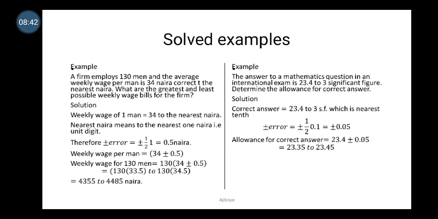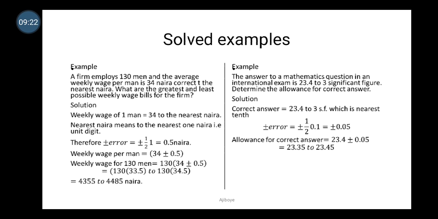Let's look at some solved examples. A firm employs 130 men, and the average weekly wage per man is 34 naira, correct to the nearest naira. What are the greatest and the least possible weekly wage bills for the firm?